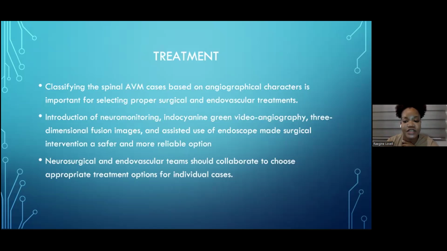And in endovascular treatment, embolic materials and techniques are continuously improved over the past few years. Advancement of surgical and endovascular treatments can improve current treatment strategy, and neurosurgical and endovascular teams, as with everything that is complicated, should collaborate to choose an appropriate treatment for individual cases.